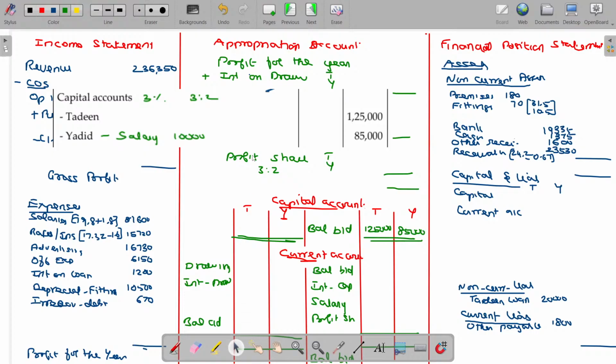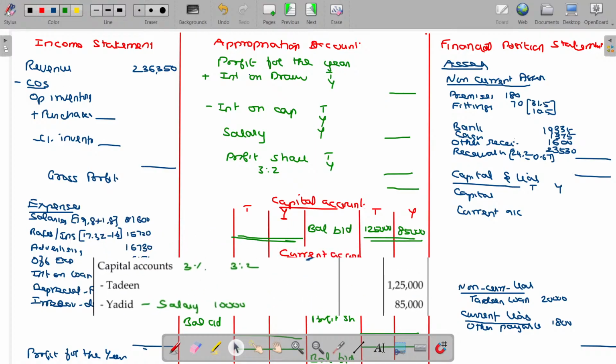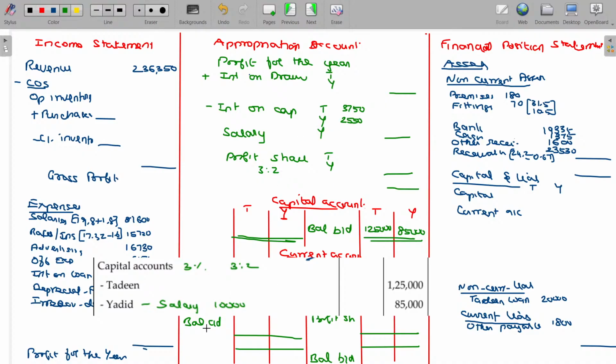And now we have to calculate interest on that. Interest on capital, Tadin 1,25,000. The interest carries 3%, so 3% on this being 3,750. Edit 85,000 at 3%, 2,550. And Edit is eligible for salary also. Salary for Edit, which is 10,000 rupees here. Okay, so I have posted this item.